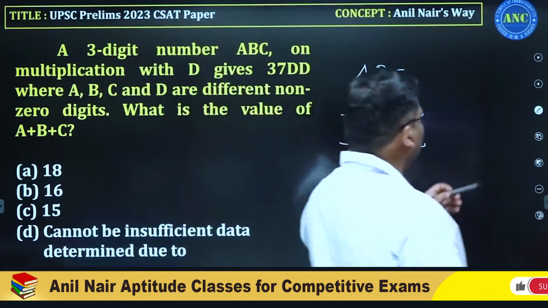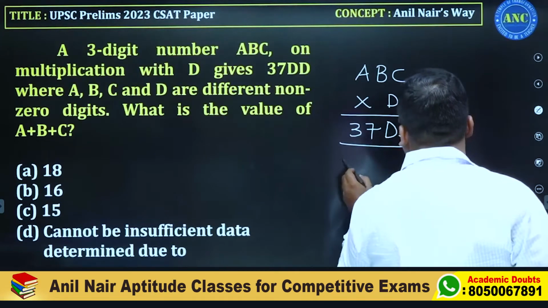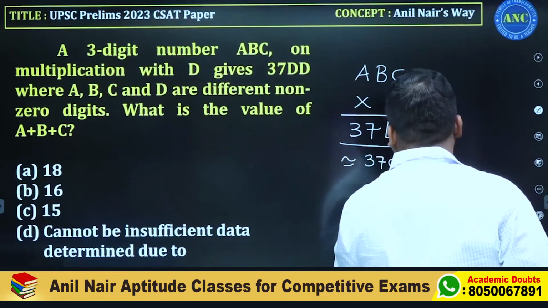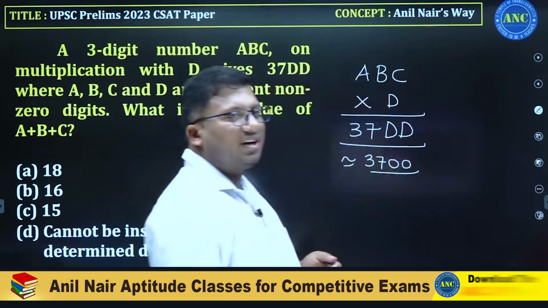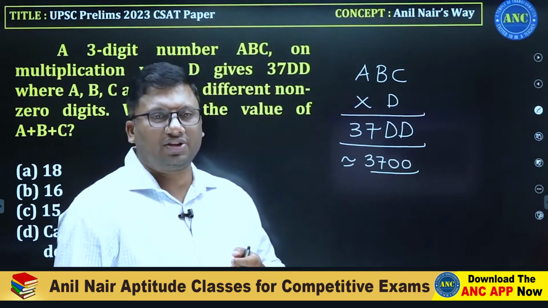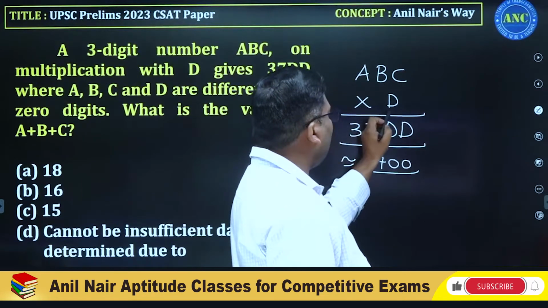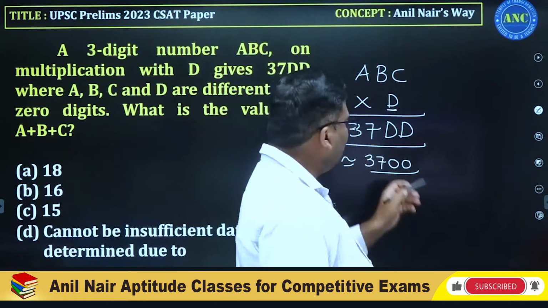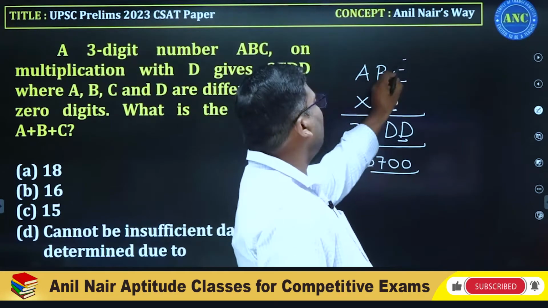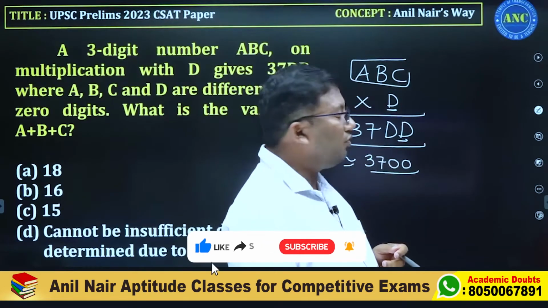Now, listen carefully. This is closer to 3,700. The answer is around 3,700 plus. It is close to 3,700. Whatever value I take for D, the same value is in the answer. ABC is a three-digit number, and the product is a four-digit number.